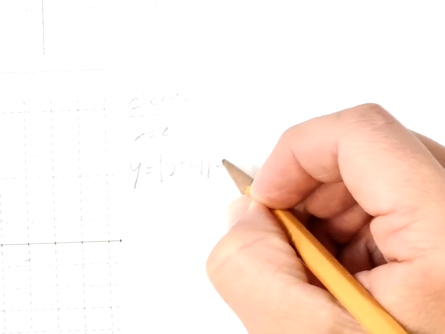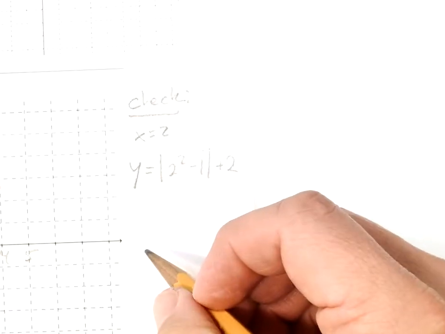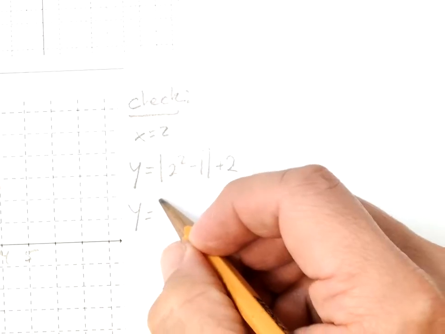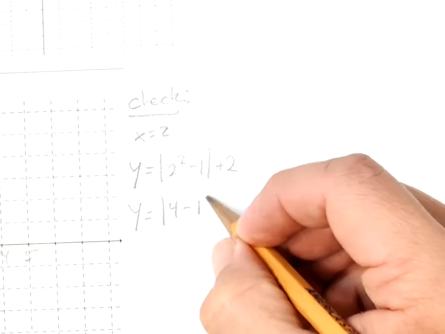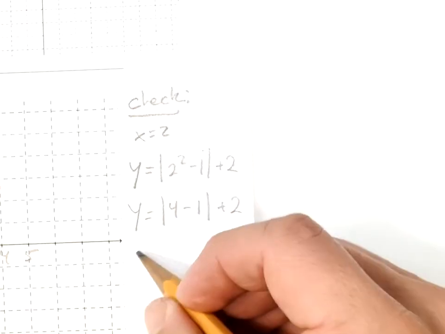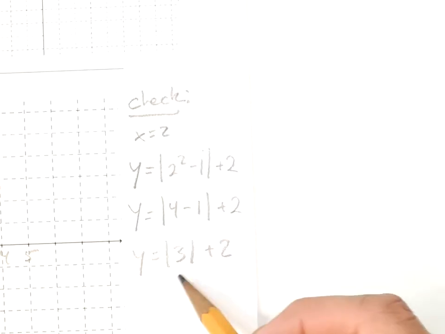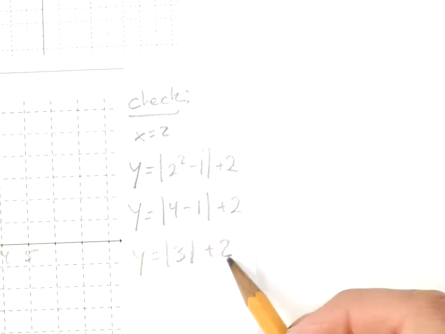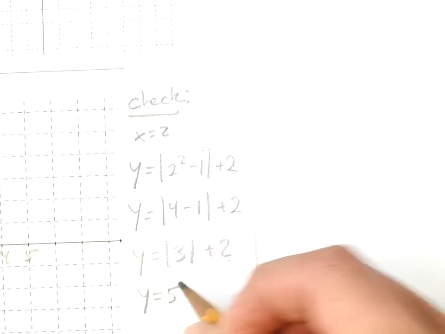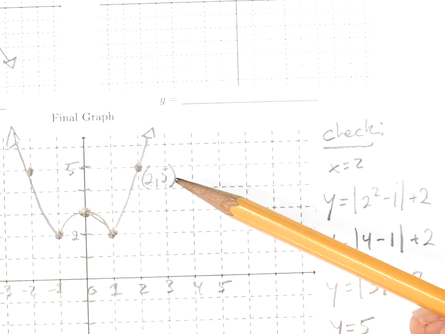So y equals 2 squared minus 1 plus 2. Y equals 4 minus 1 plus 2. And this is going to be 3. 3 is already positive, so we don't really need these absolute values anymore. So 3 plus 2 equals 5. So y is equal to 5. And so the point that I chose just for my check also worked out in my equation.